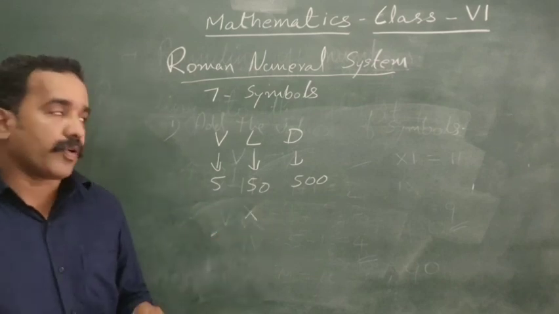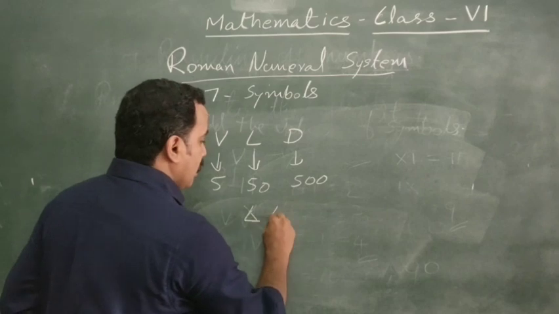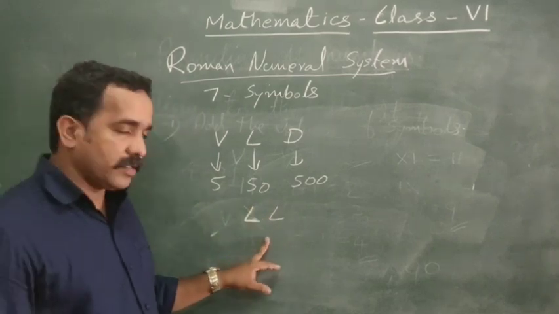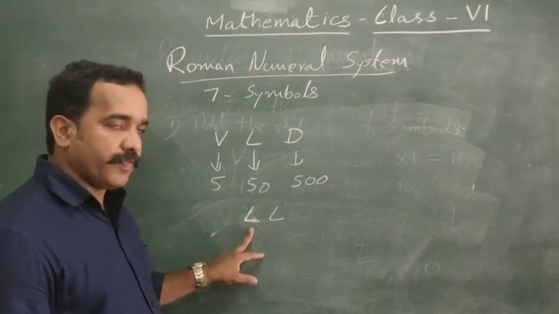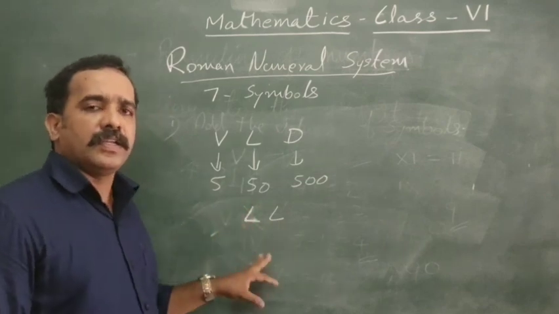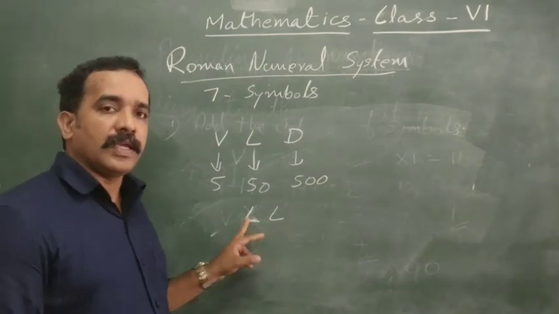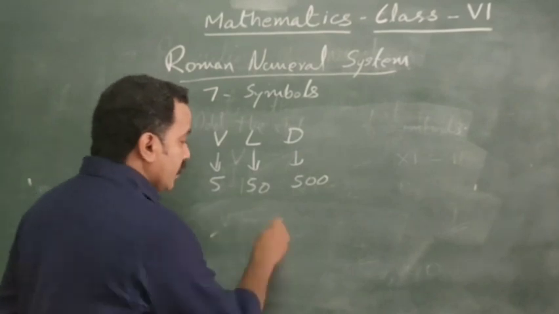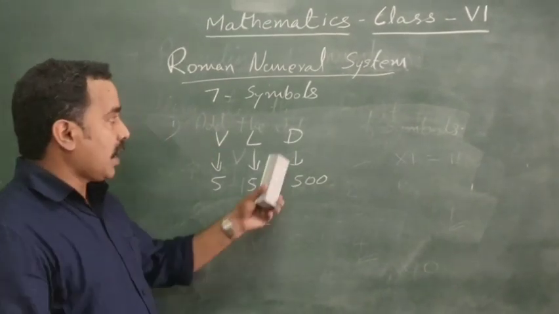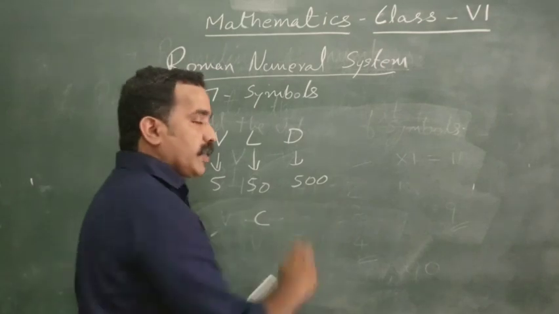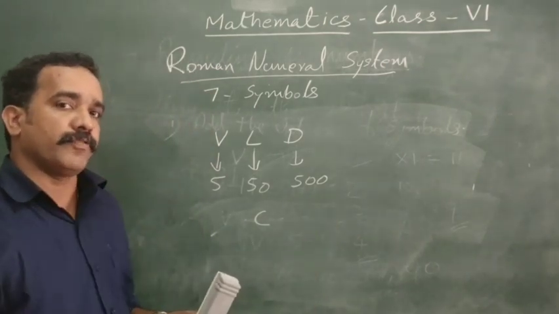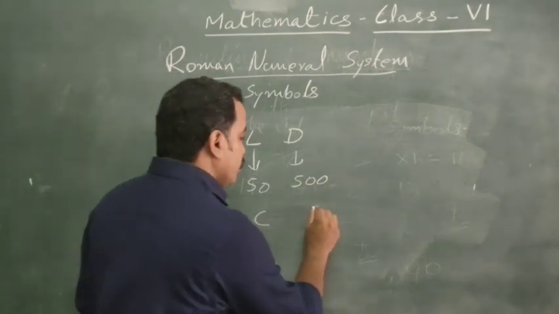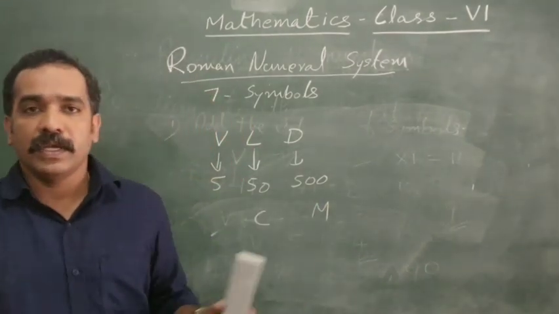So V you cannot repeat, and in the same way L. Are you able to write L like this? No. L is 50, and 50 plus 50 is 100, but it is wrong. You cannot write LL to represent 100. Instead, you have to use C for 100 and D for 500. You cannot use DD for 500 plus 500, but instead we have to use M to represent 1000.